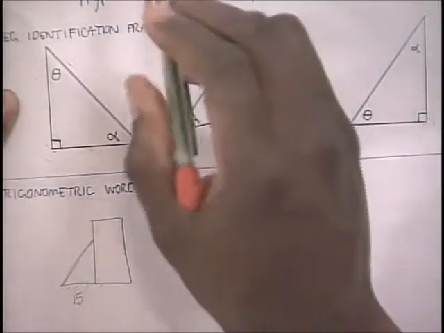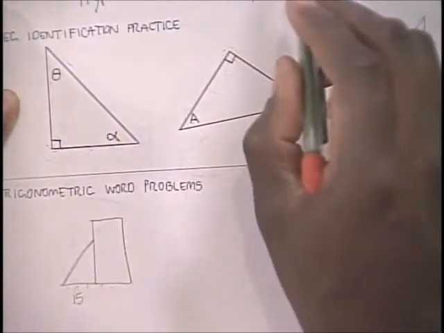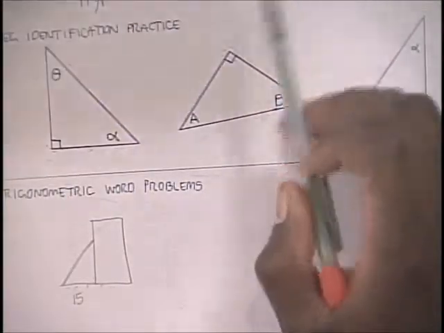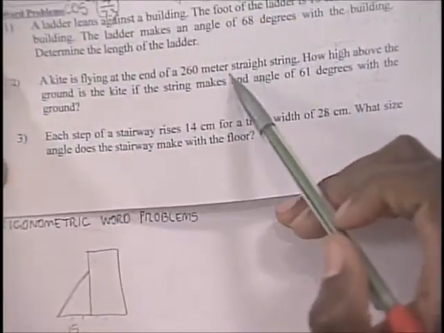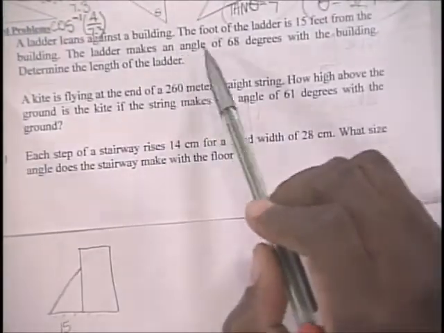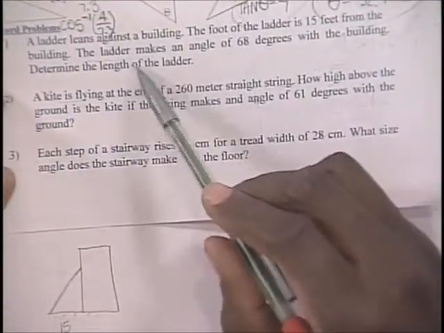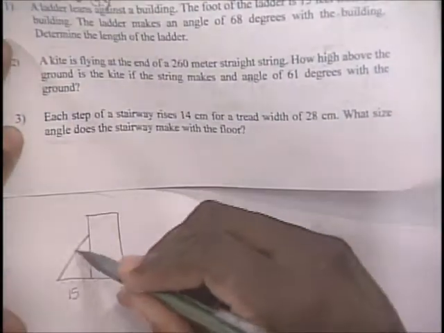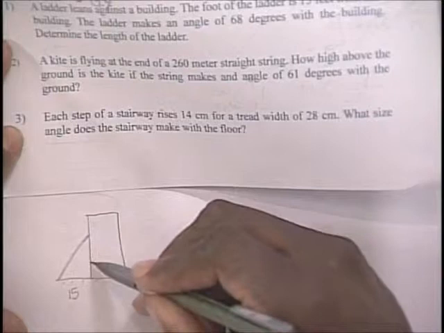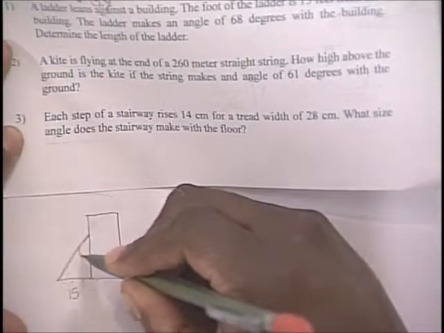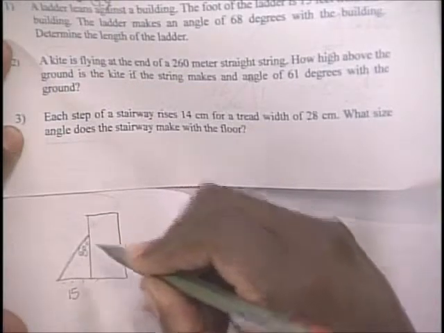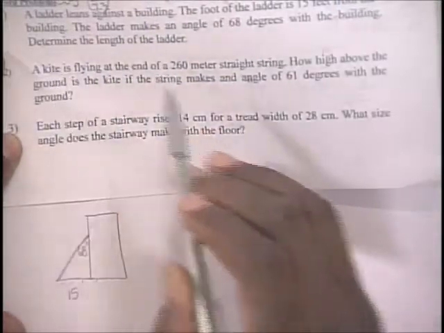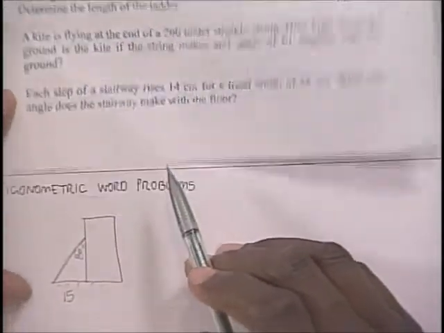Then it says the ladder makes an angle of 68 degrees with the building. I'm so sorry, you can't see it. This is the building, and the ladder makes an angle of 68 degrees with the building. Determine the length of the ladder.